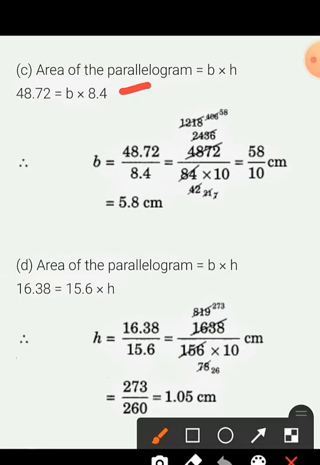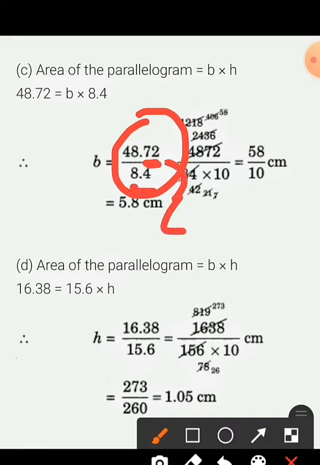Again, area of parallelogram, base into height, area is given. So whatever is given, we will put up its value. 48.72. Base is not given, height is given 8.4. Now again we will write it in fraction, so it will be 4872 upon 84. Now here also you can remove the decimal point. Whenever you remove the decimal point, there is a decimal above and also below. So the decimal point you remove from this, you write 100 below, and the decimal point you remove from the other, 10 will come, so we write that above.